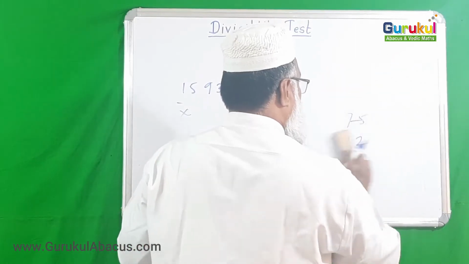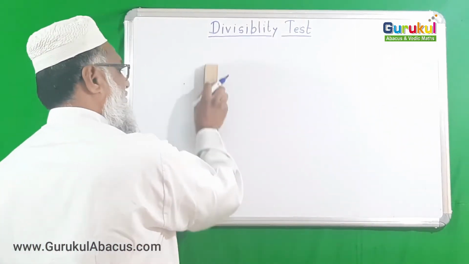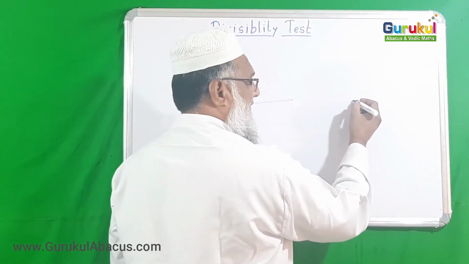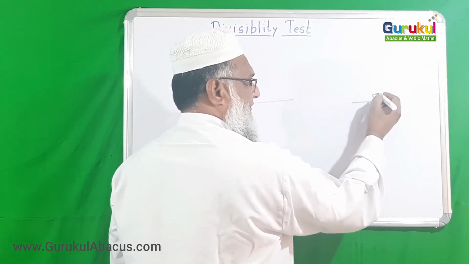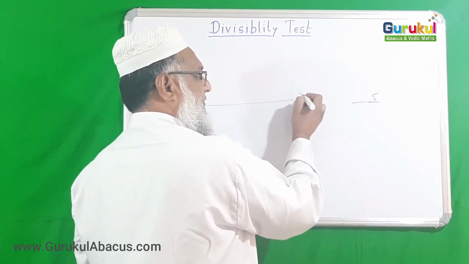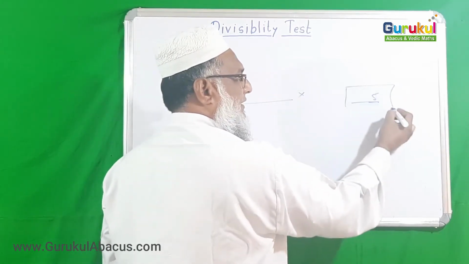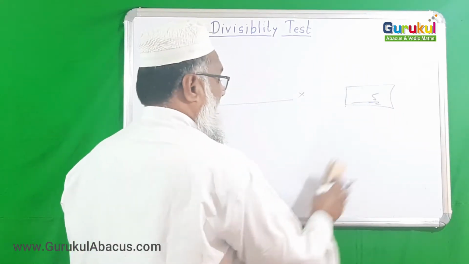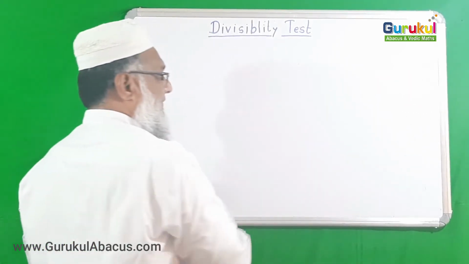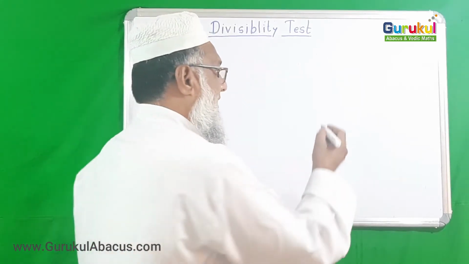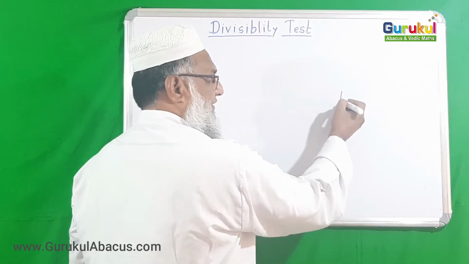In that way we just learned how to check whether a given number is exactly divisible by a number which ends with 5. Okay, so now we are turning to checking if any given number is exactly divisible by a number which ends with 1.